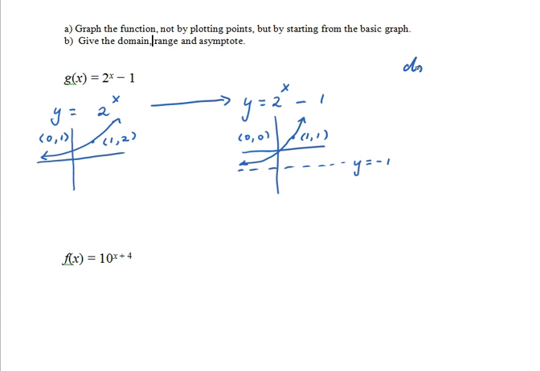So the domain is negative infinity to infinity. For g of x, the range would be negative 1 to infinity, not including the negative 1, since y equals negative 1 is the asymptote, and the curve does not cross that line. The y equals is needed there because it is the equation of a line.